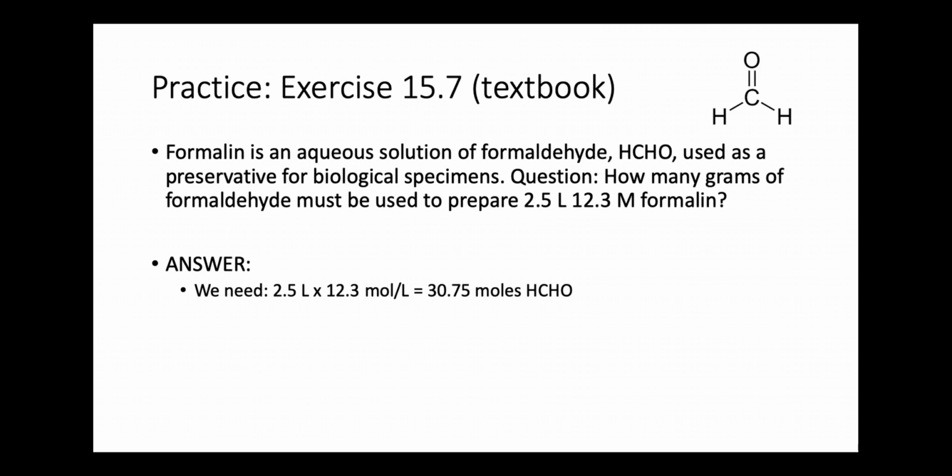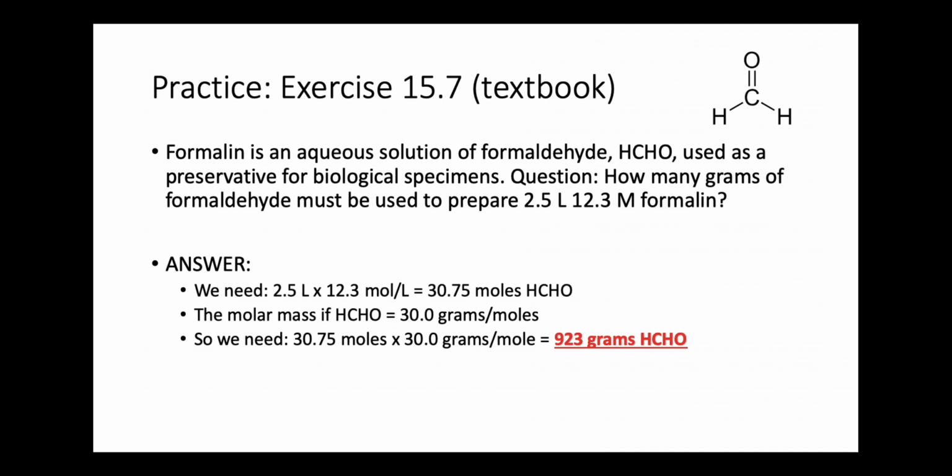You see the structural formula in the upper right corner. The question was about grams, so I need to find the molar mass. We can do that, and that's 30.0 grams per mole. So now I have 30.0 grams per mole, and I have 30.7 moles. I multiply these two, and I get my answer, 923 grams of HCHO. This is about the molarity.